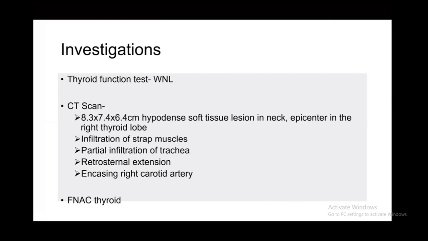The CT scan showed a large mass which was epicentered in the right thyroid lobe. There was infiltration of strap muscles, partial infiltration of trachea, retrosternal extension, encasement of the right carotid artery. Clearly, the CT scan showed a malignant tumor.